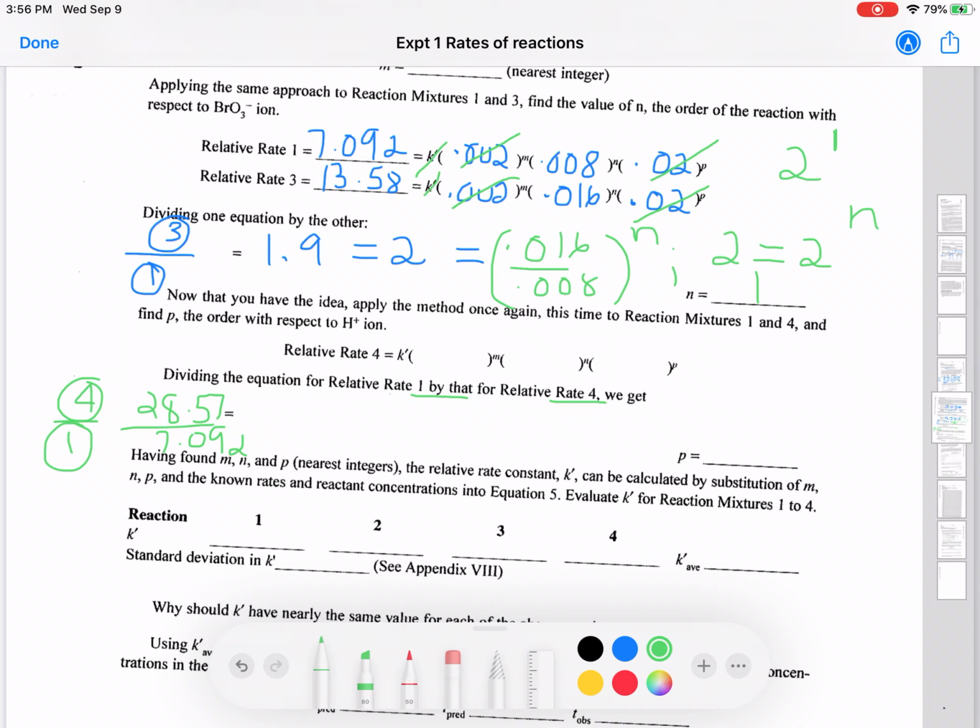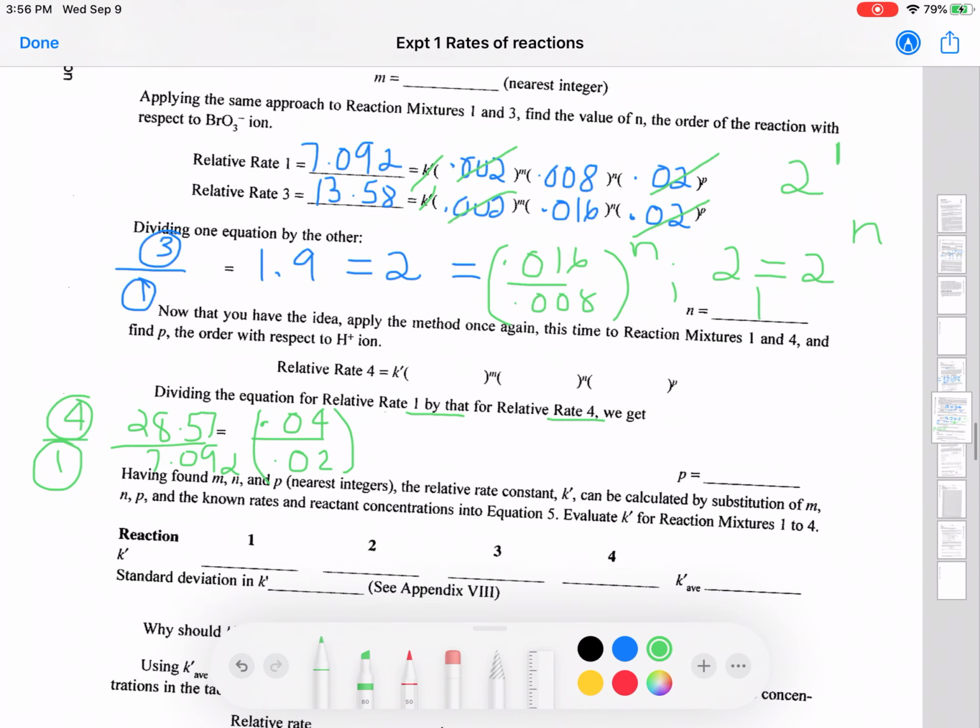Okay, now for the last one, 28.57 over 7.092, and for the H plus it was 0.04 over 0.02, and this is the order P with respect to H plus. Okay, that would be 4 equals 2 to the power P. So what is going to be P? 2 raised to the power P equals 4. What should be the number for P? That would be 2, right? 2 times 2 is 4. So P would be 2.